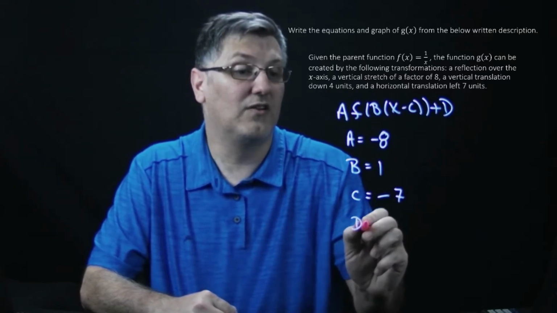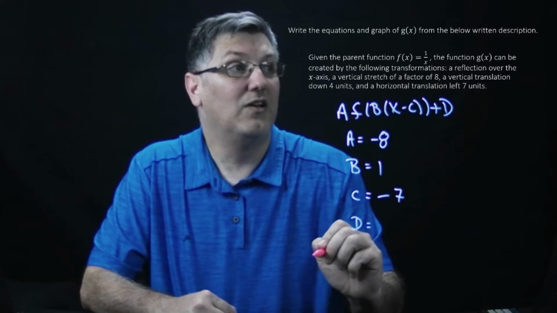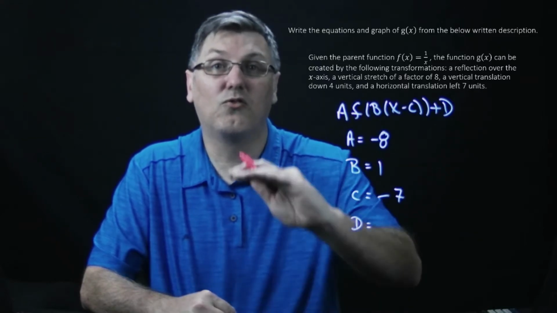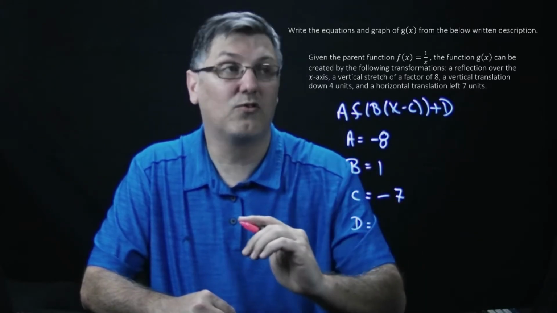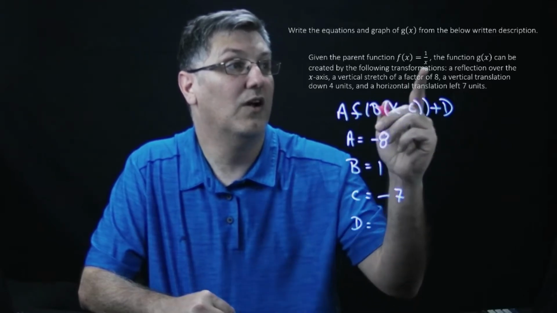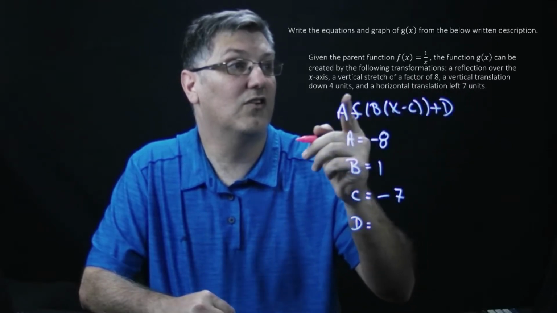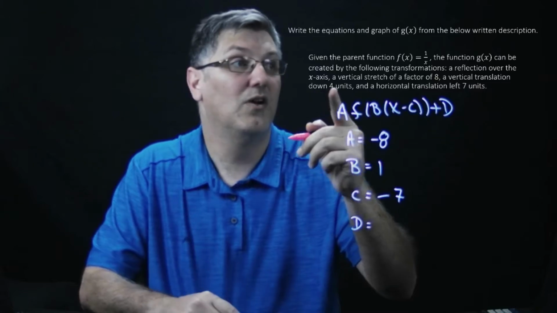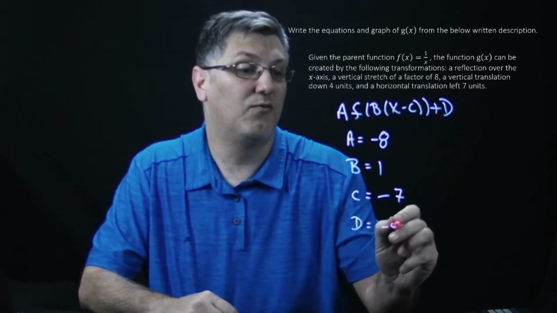And then last but not least is my d. My d is my vertical shifts up and down, my vertical translations. Those are the keywords I'm looking for. And I do have vertical translation down. Down means negative 4. So my d would be negative 4.